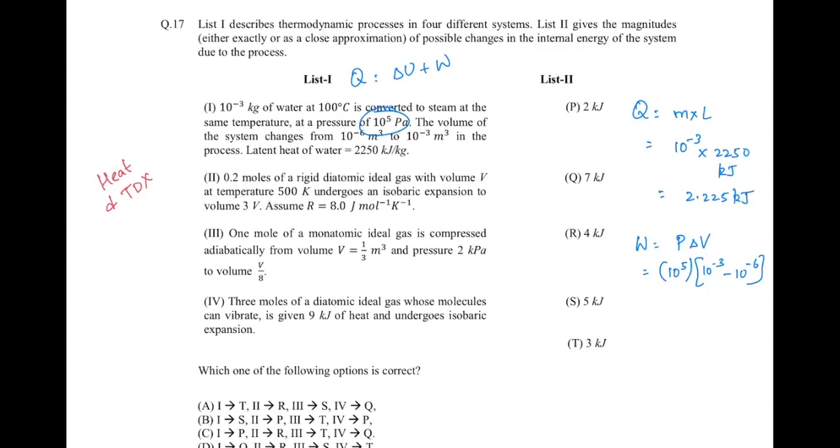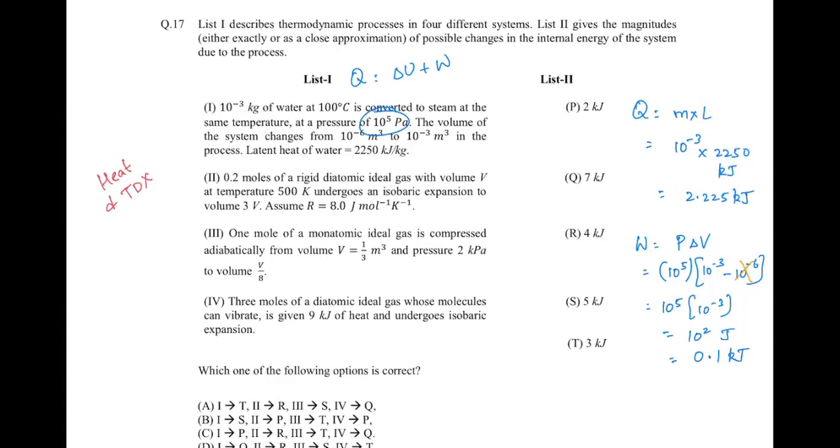Now, if you observe 10 power minus 3 minus 10 power minus 6, 10 power minus 6 is so small in comparison to 10 power minus 3. So we'll just simply ignore this 10 power minus 6 and do the calculation. So this will be 10 power 5 times 10 power minus 3, which would be 10 power 2 joules, or it is going to be, sorry, 0.1 kilojoules.